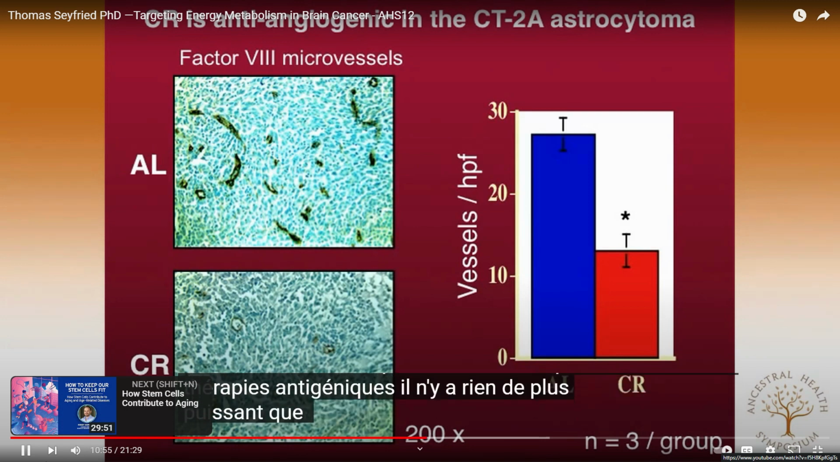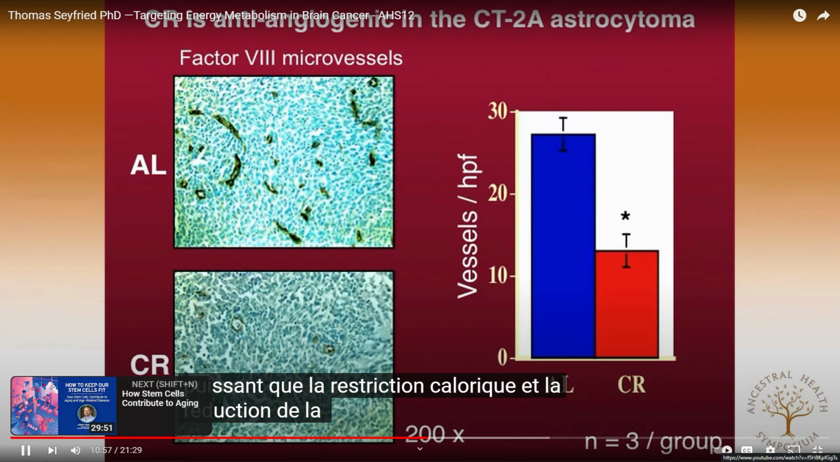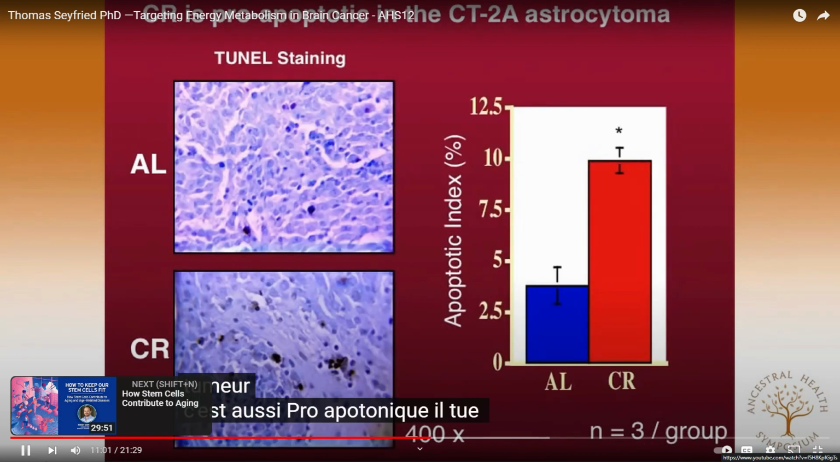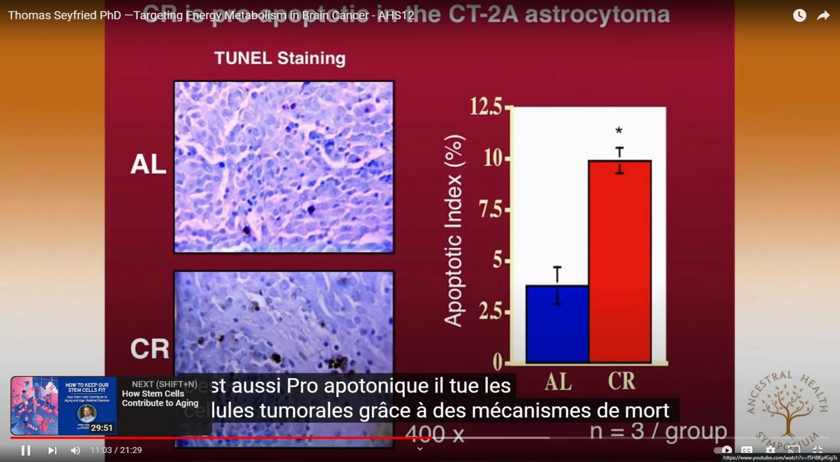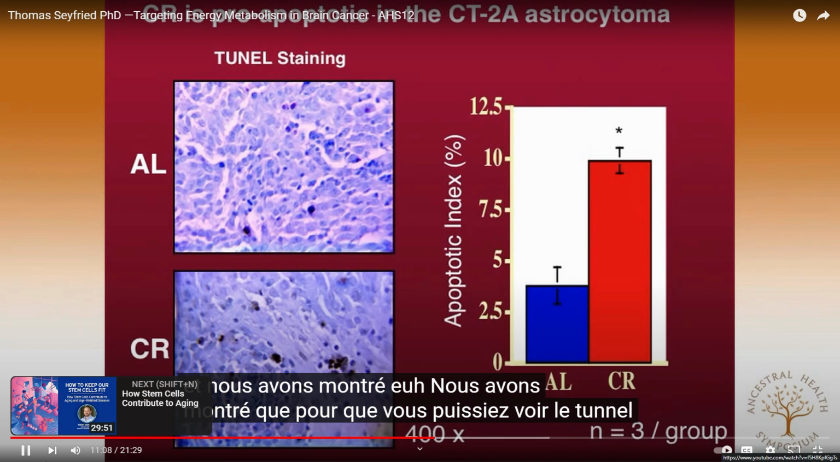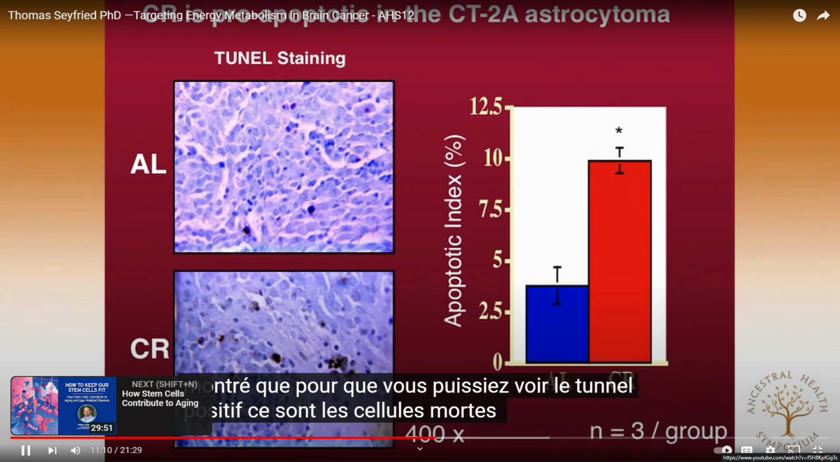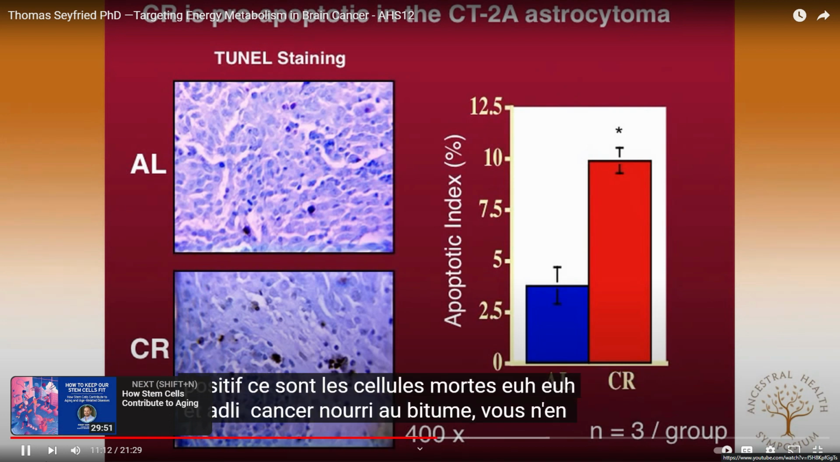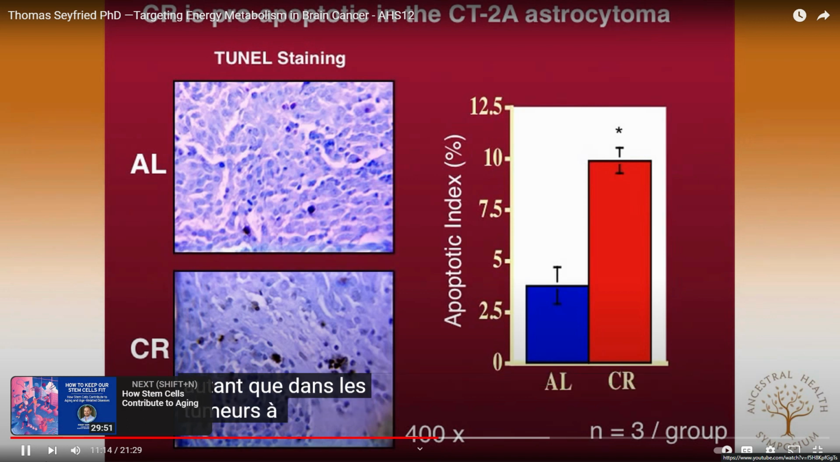There's nothing more powerful than calorie restriction in reducing the vascularization of the tumor. It's also pro-apoptotic. It kills the tumor cells through programmed cell death mechanisms, and we've shown that. So you can see the TUNEL positive, these are the dead cells in ad libitum-fed cancer. You don't see as many as you do in the calorie-restricted tumors.